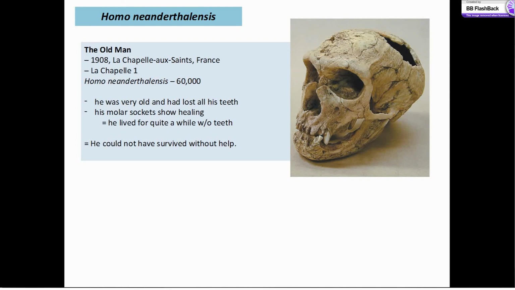Anyway, so this guy is known as the Old Man. He is a Neanderthal. He was found at La Chapelle-aux-Saints in France. He's La Chapelle number 1, dated to 60,000 years old. The really interesting thing about him is he was very old. He had lost a lot of his teeth, or all of his teeth. He had some of them still hanging out there. You could see where he had lost his teeth.